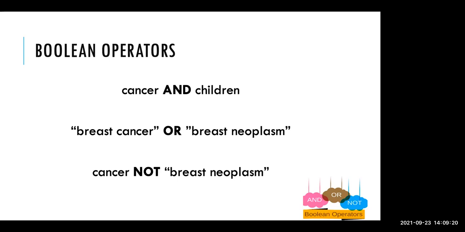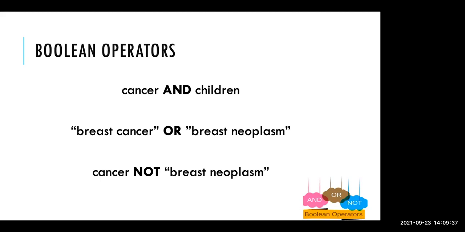If I have synonyms, I use or, like my country names, for example, or in this case, breast cancer or breast neoplasm. I create a search string where I include all the synonyms and I combine them with an or.